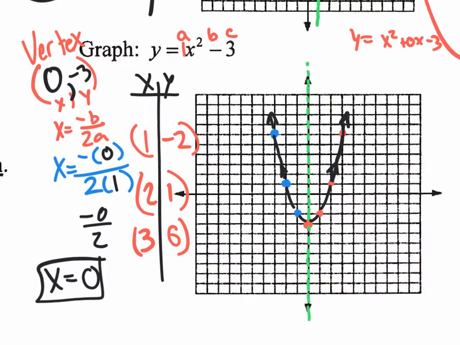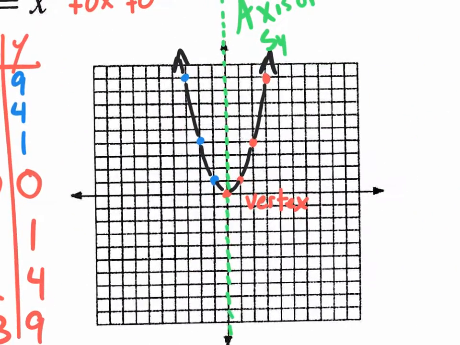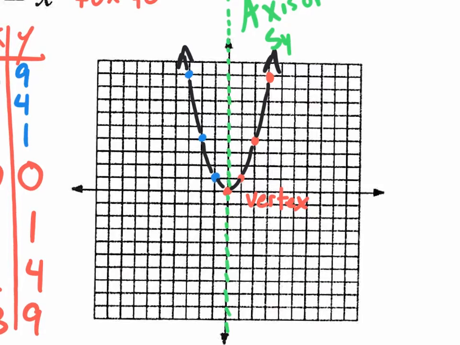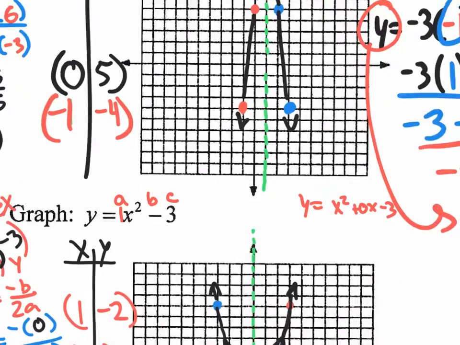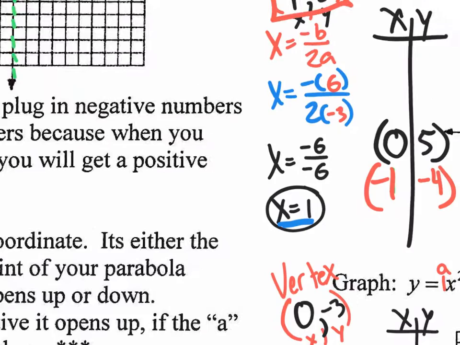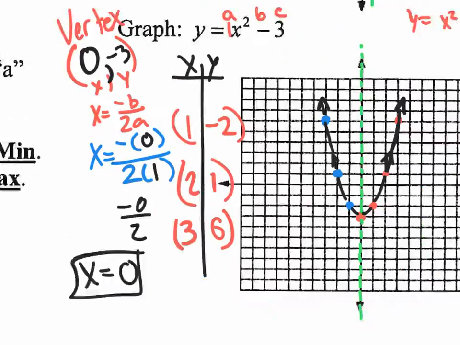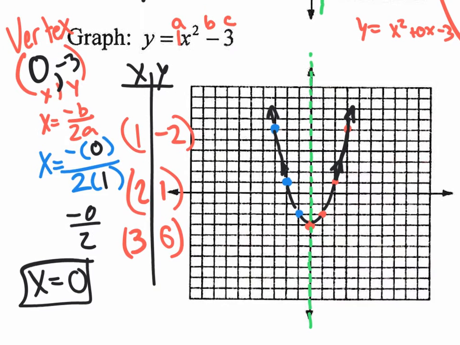Now, this is what I want you to do. Compare the very first parent graph that we graphed with this one, the parent graph up here. See that U-shaped curve? And you see this U-shaped curve? It's the same exact thing, right? The only difference is that the parent graph has the vertex at 0, 0, and this guy has the vertex at 0, negative 3. But otherwise, it's the same identical U-shaped curve opening up, okay?